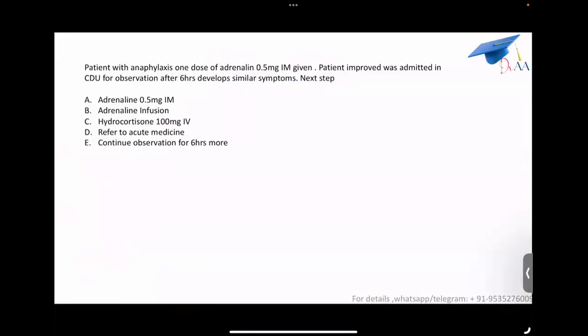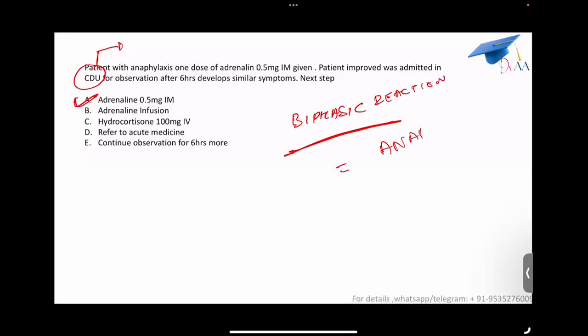Patient with anaphylaxis, 1 dose of adrenaline already given, patient improved, was admitted in the CDU. CDU stands for Clinical Decision Unit. For observation, after 6 hours developed similar symptoms. What is the next step? Second dose of adrenaline 0.5 milligram IM. Yes, this is a biphasic reaction this patient is having, and the treatment is similar to that of anaphylaxis. There is no difference, so you're treating it as anaphylaxis itself. There is no change at all.